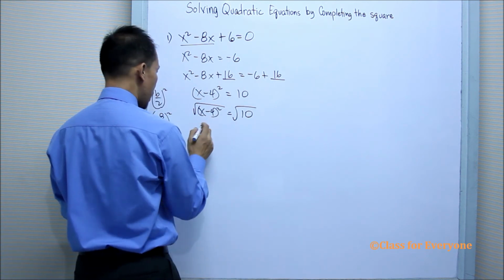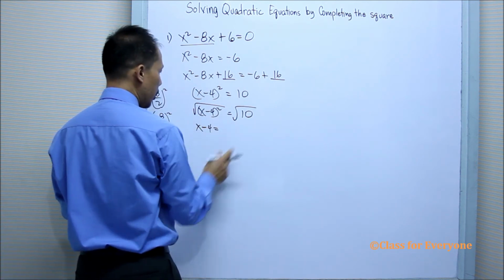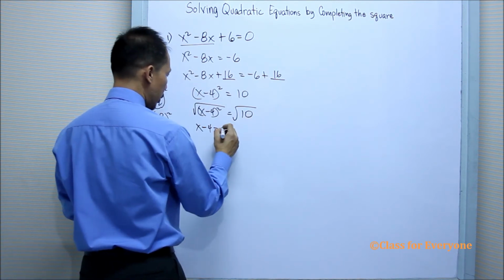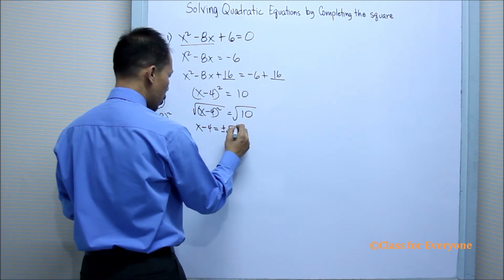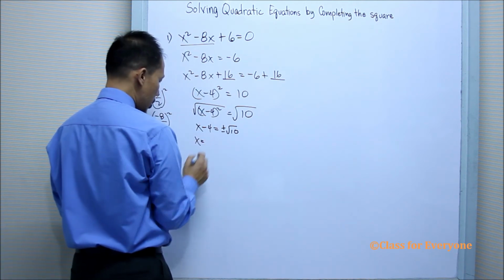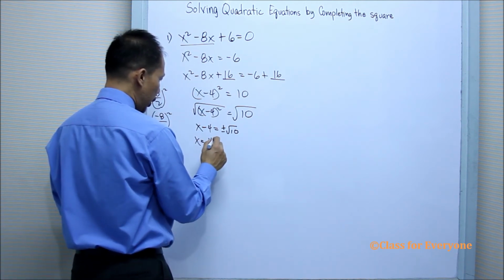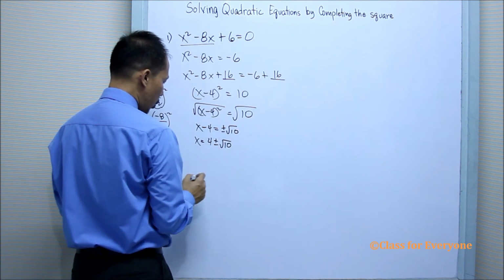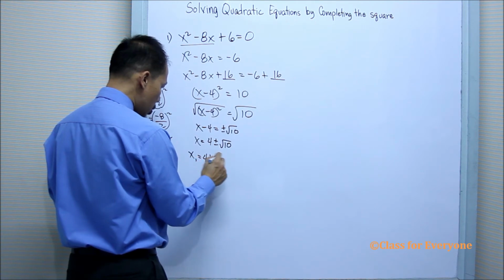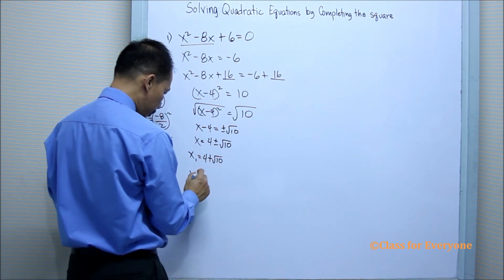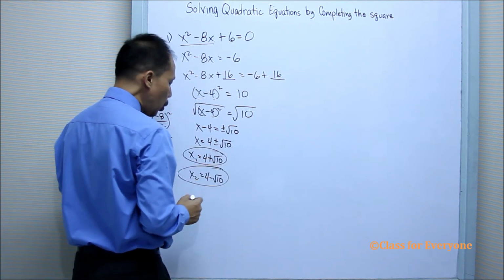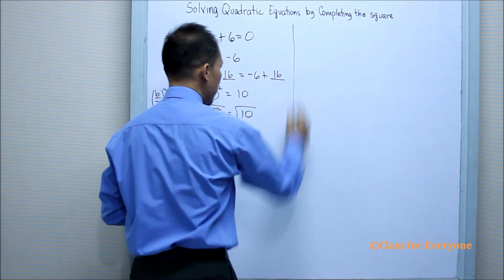The square root of the left side is x minus 4. On the right side, the radicand is not a perfect square, so therefore it is positive and negative square root of 10. Since I'm looking for the value of x, x is equal to 4 plus or minus the square root of 10. Which means that the roots are 4 plus square root of 10 and 4 minus square root of 10. We have two roots here which are irrational. Let us check.